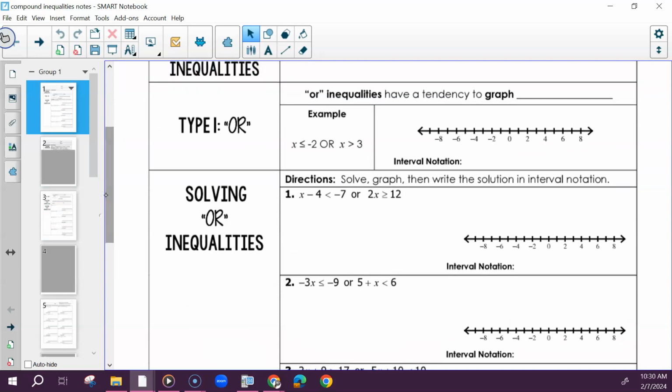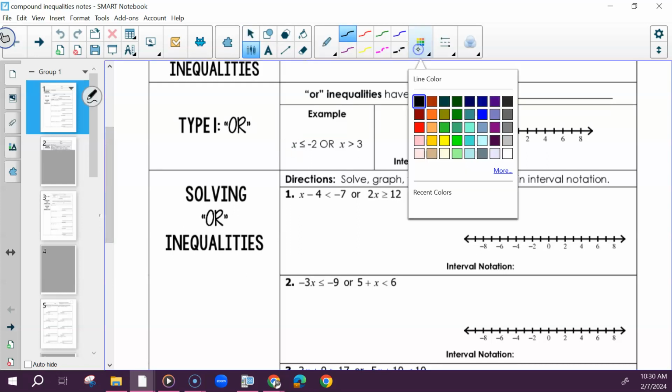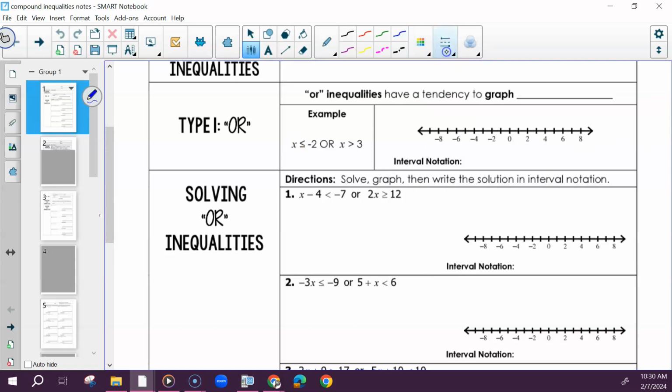So if I were given this example, let's say we already solved it, and we got this: x is less than or equal to -2, or x is greater than 3. You're going to have two graphs on the same graph, and they're going to face away from each other. You're going to graph both how you would graph them normally. It doesn't matter which one you start with. I'm going to start with the first one. This will be closed at -2. It's everything less than or equal to, so that would be going to the left. X is greater than 3 would be at 3, open circle, going to the right.